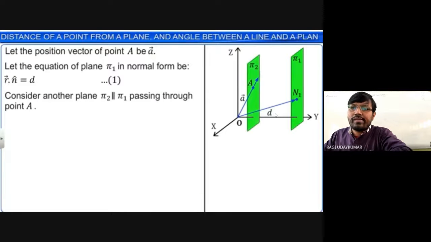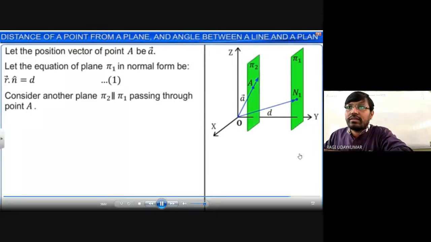So this is the equation of a plane, and consider the another plane which is parallel to the pi1 passing through the point A.